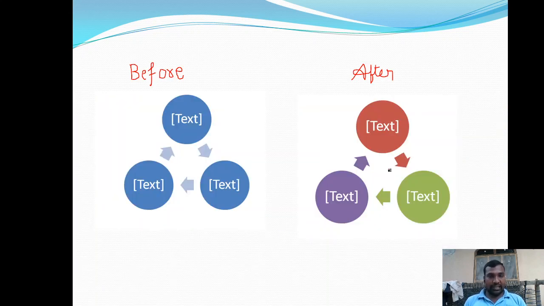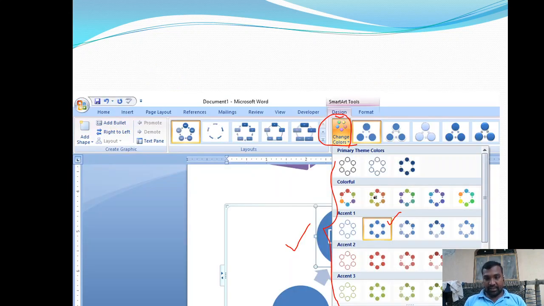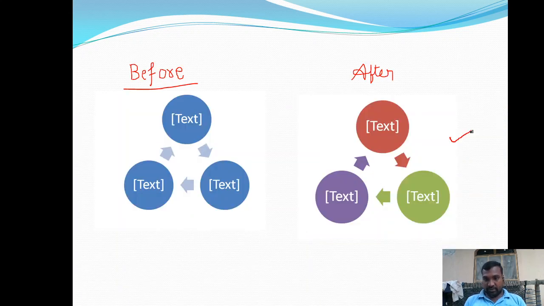So here, before choosing the color scheme, my diagram is like this, and after choosing the color scheme my diagram is like this. So different color schemes are there, and if I choose like this or something like this, then this will be displayed. Okay, so are you getting the point? So we can change the color scheme of the already existing graphic.